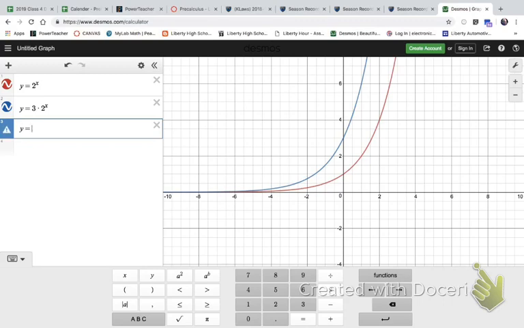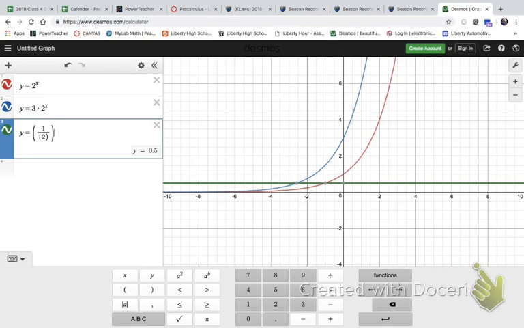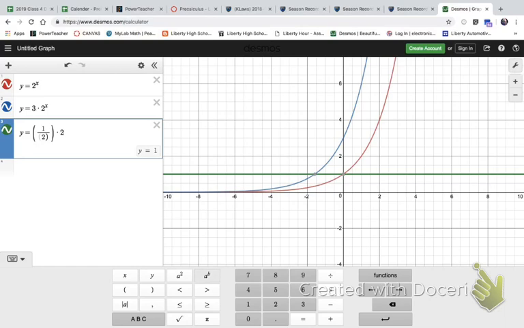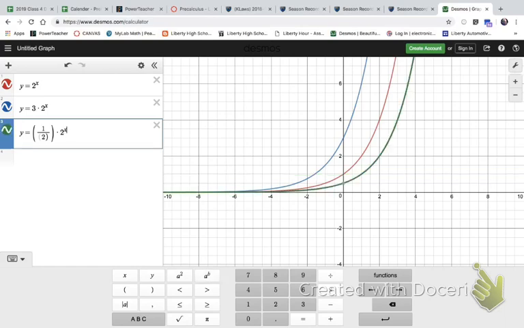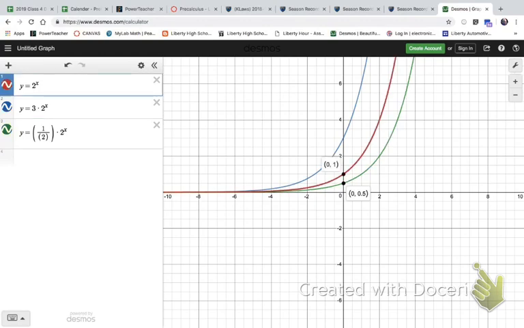Now for my second one, I'm going to do 1/2 times 2 to the x power. So there's my green one. Notice that for each one, whenever x is 0, it's a difference of 1, a scale factor of 3. It should be hopefully pretty simple.